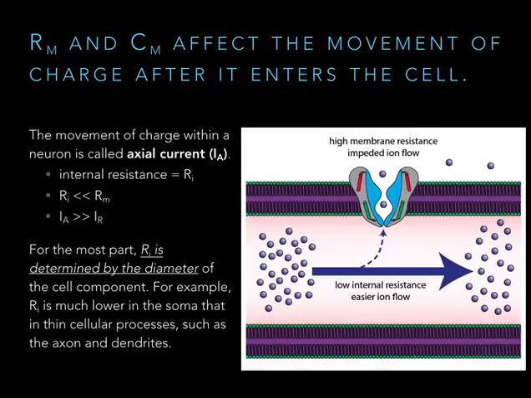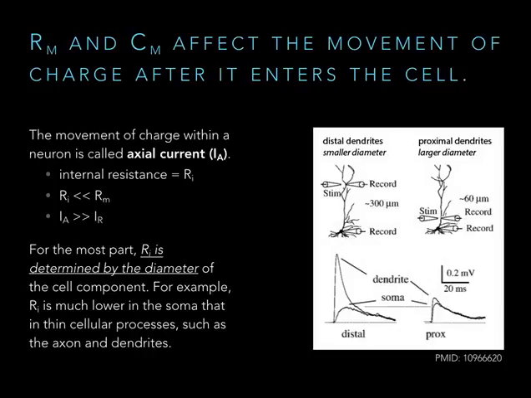Okay, the internal resistance is going to be determined by the diameter of wherever we're dealing with. Okay, the dendrites, because they taper, they're going to have different resistances depending on whether we're in the more distal or proximal portions. Okay, and that's going to affect how big of a potential we produce. Right? Remember, V equals IR. So the potential that we produce is a product of the current times the resistance. So on the left, we're looking at potentials in the distal dendrites relative to the soma. And on the right, we're looking at more proximal dendrites relative to the soma.